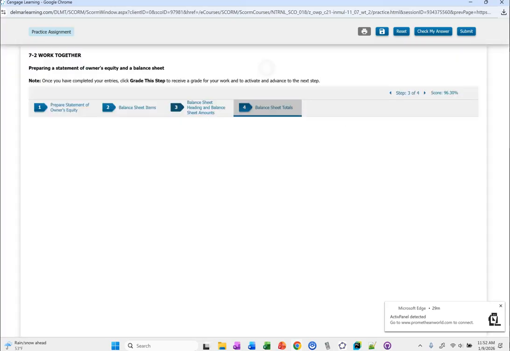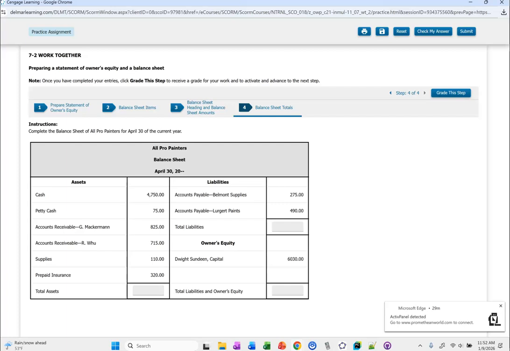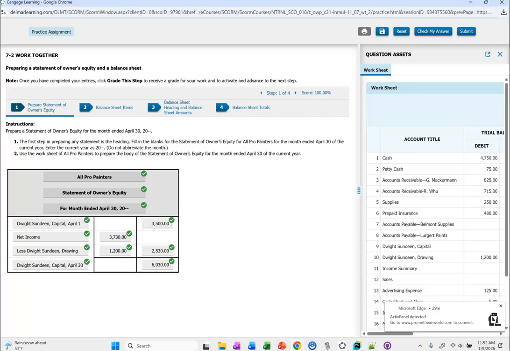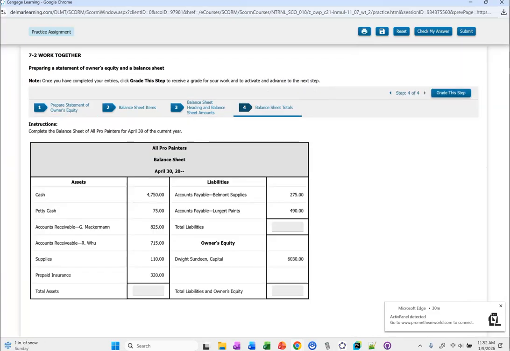Oh, wait, can you explain how you got the 6,030? Yes, so the 6,030 was the owner's equity from the equity report that we just generated. Okay. And here's our sheet. When you put negative, autofill.